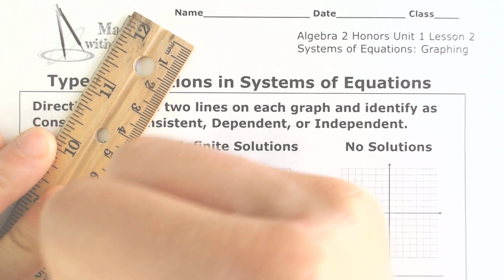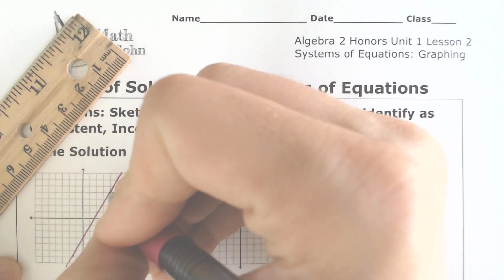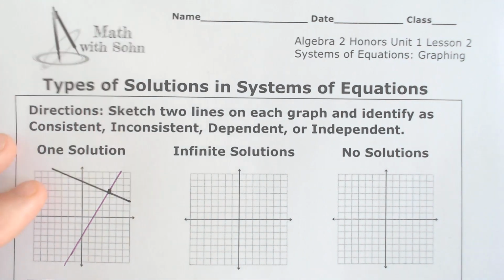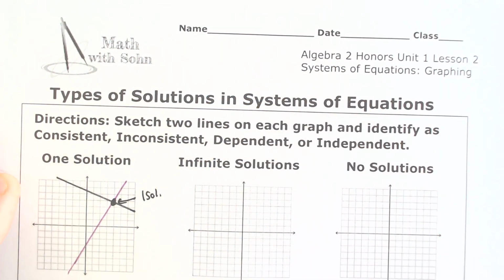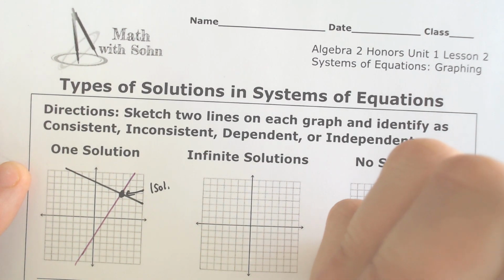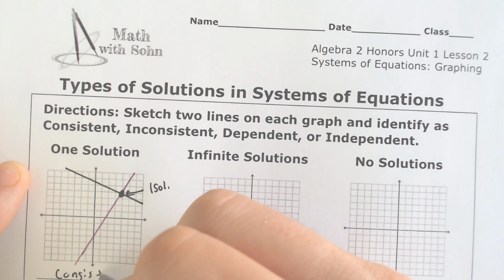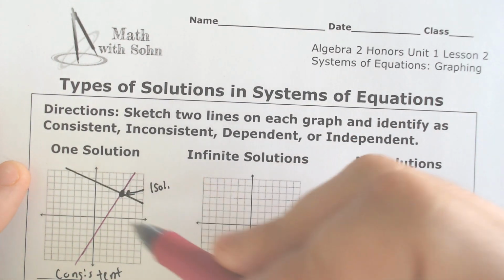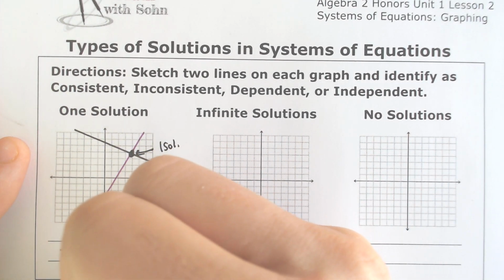Now, one solution would look like one line doing its very own thing, and then another line that happens to go through it, and they just intersect at a given point. This specific point, that intersection, is the one solution. If you get a solution at all, you have a consistent system of equations. And because both of these lines, this purple one and this black one, are doing their own thing, it is independent.